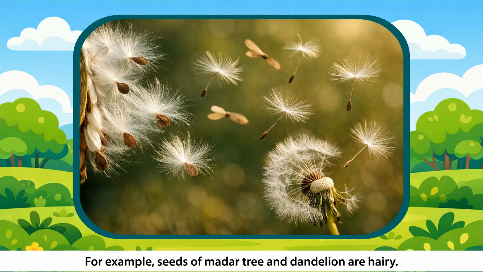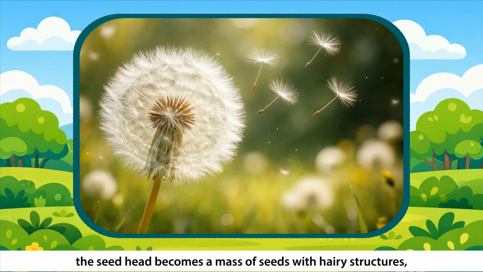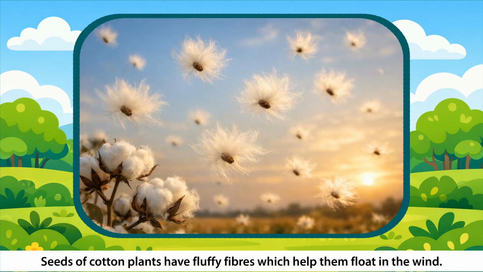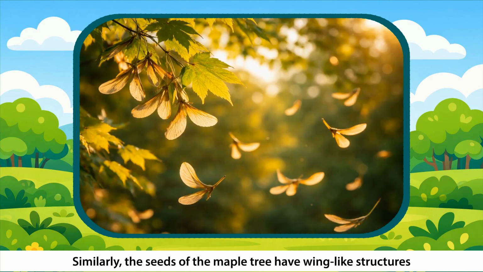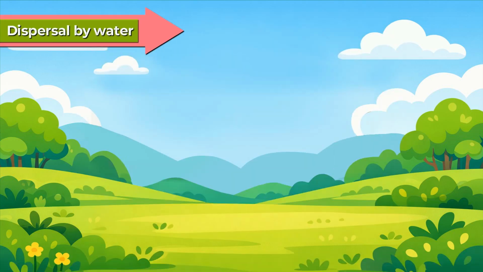For example, seeds of madar tree and dandelion are hairy. When the flower of dandelion dies, the seed head becomes a mass of seeds with hairy structures which act as parachutes, helping the seeds disperse through the air. Seeds of cotton plants have fluffy fibers which help them float in the wind. Similarly, the seeds of the maple tree have wing-like structures that allow them to spin and fly away from the parent plant.